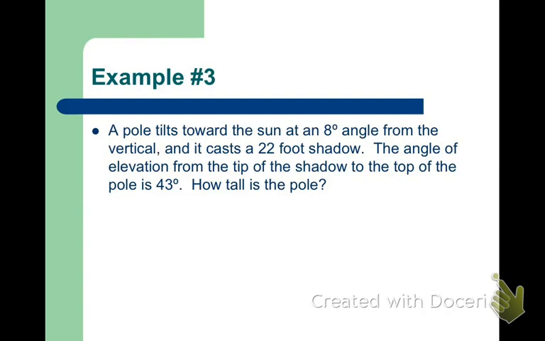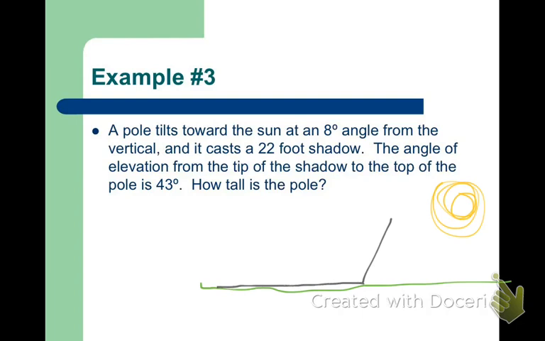Last one is a word problem, so let's make sure we read carefully. We start off with the sun and a pole leaning towards the sun. Here's my sun. Here's the pole leaning towards the sun. Here's the grass underneath. And we have a shadow being cast by the pole, which is 22. I haven't addressed this part yet.